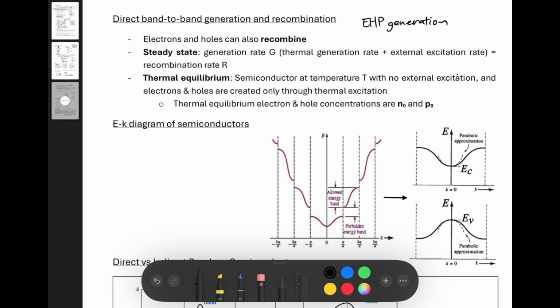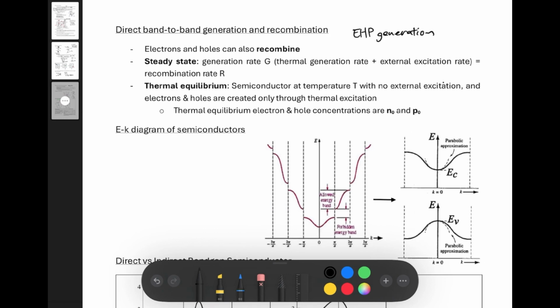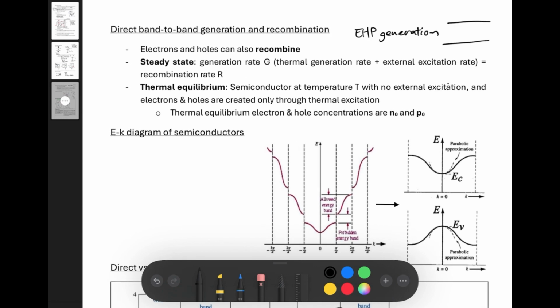But obviously, we can't just keep having generation without recombination, right? Else just bringing the semiconductor from 0 Kelvin to like negative 250 degrees Celsius will make it super conductive, because all the electrons will just keep moving to the conduction band. So obviously they will also need to recombine. Recombination is when the electron drops from the conduction band back to the valence band. So this is called recombination. It's the opposite of EHP generation, so EHP recombination. So they will also recombine.